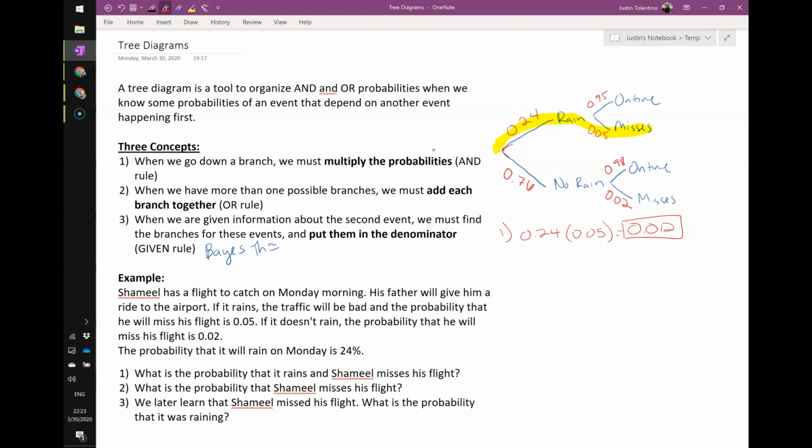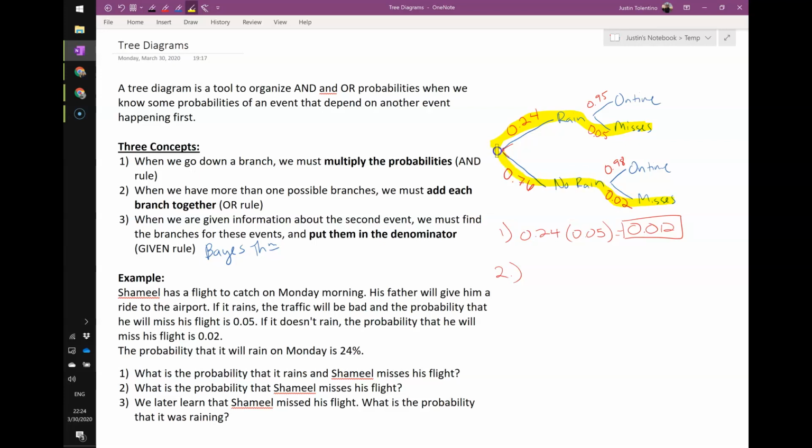So let's take a look at the second type. The second type of problem we might look at says, what is the probability that Shamil misses his flight? Notice it doesn't say anything about whether it's going to rain or not. We just want to know if he's going to miss his flight. Well, there are two possible ways he might miss his flight. Like we saw last time, it might rain and he misses his flight. That's why we multiplied down that tree branch, rain and missing his flight. Or there's another possibility. Notice I said that word or. It might not rain, but he still might miss his flight.